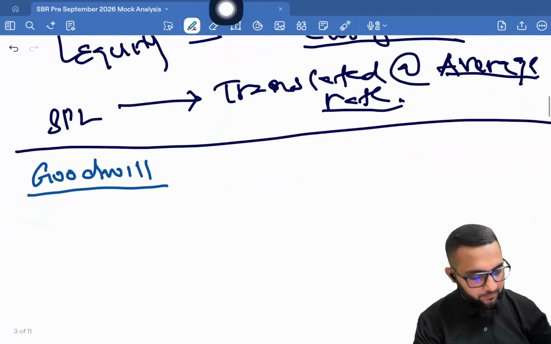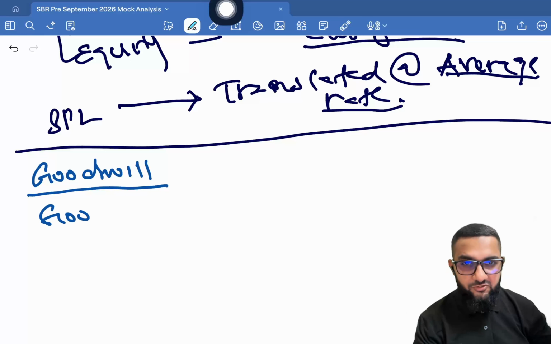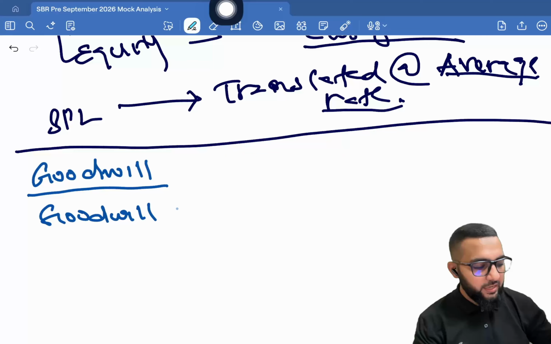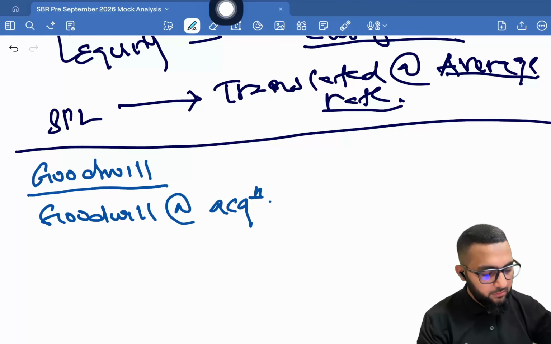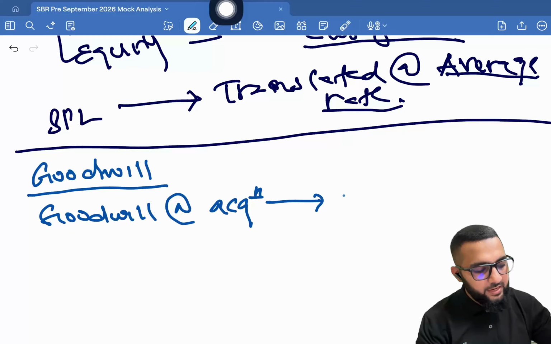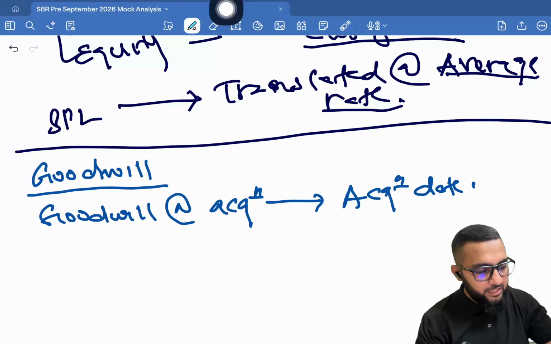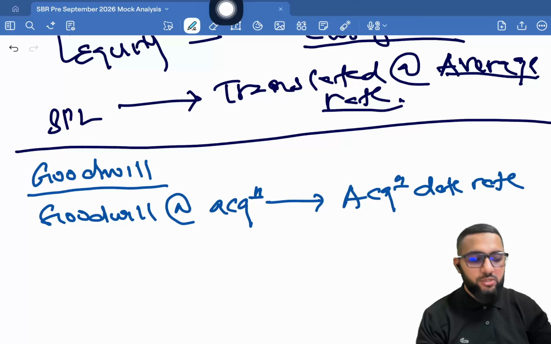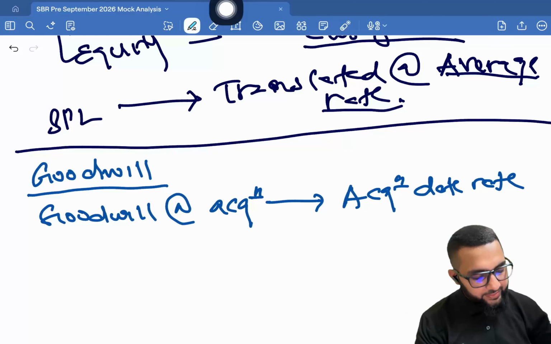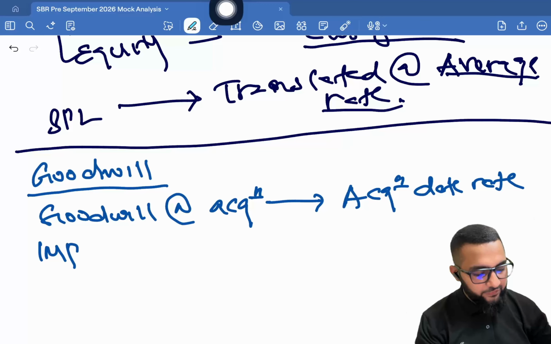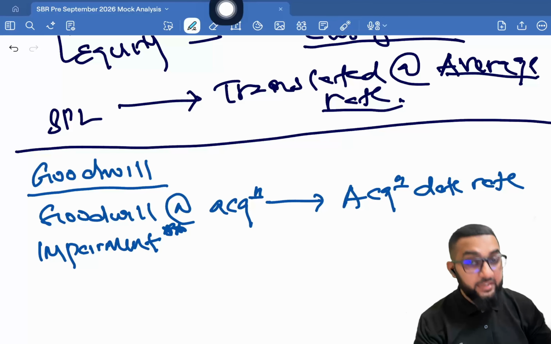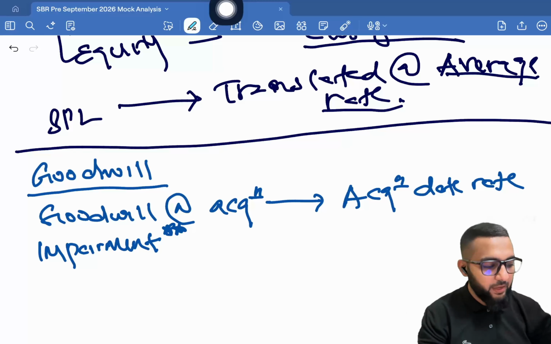Take your goodwill. You're supposed to calculate first goodwill at acquisition, translated using the acquisition date rate, meaning the spot rate on the acquisition date. And then if there is impairment, I'm highlighting if, in this question there is no impairment.